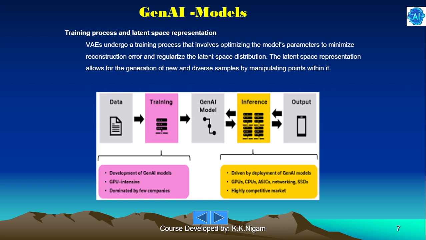Training process and latent space representation. VAEs undergo a training process that involves optimizing the model's parameters to minimize reconstruction error and regularize the latent space distribution. The latent space representation allows for the generation of new and diverse samples by manipulating points within it.